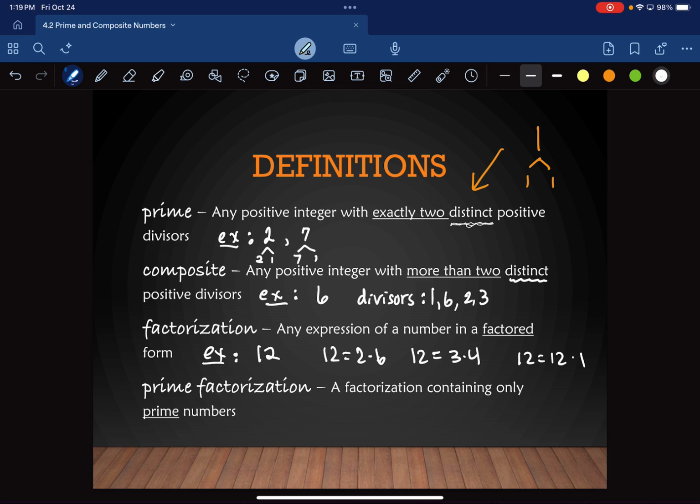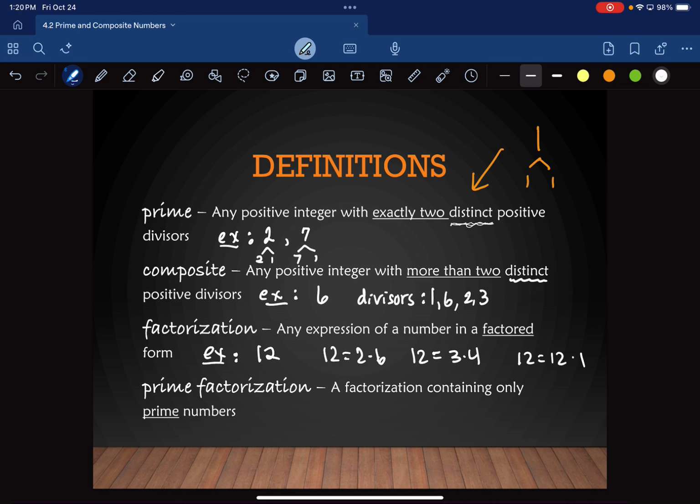However, prime factorization is. So prime factorization is a factorization containing only prime numbers. So if you take a look at my example above with the number 12, none of those are prime factorizations of 12. Because in every case, exactly one, at least one, have a composite number in them. So if you look at 2 and 6, which one's composite?